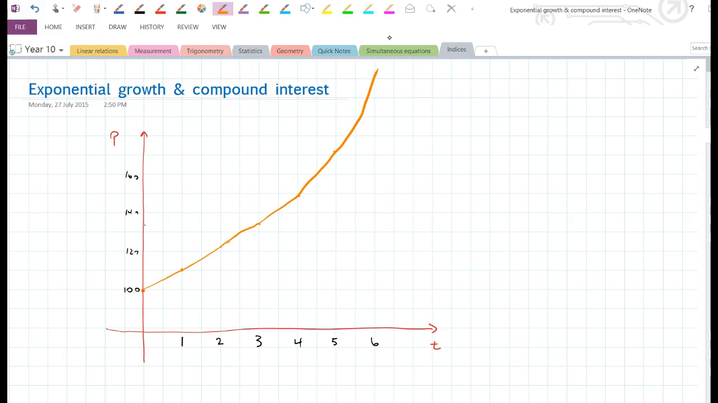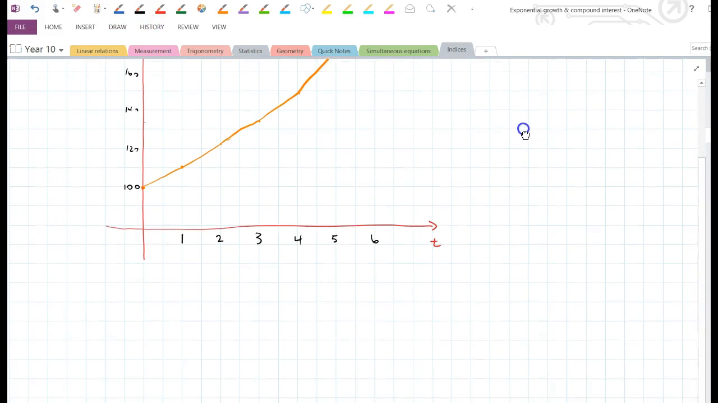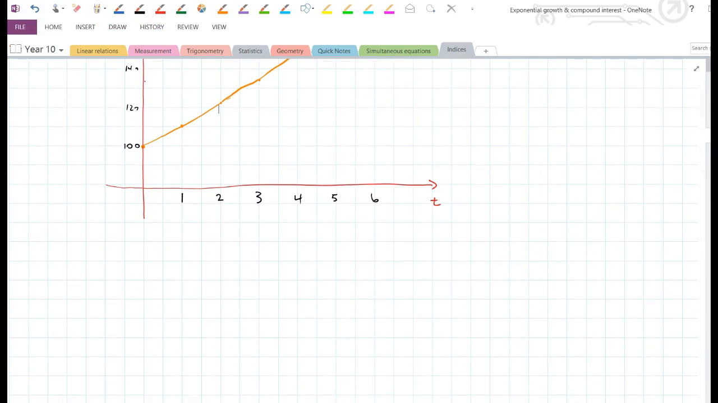and it's typical for studies of populations, and also for compound interest. Let's have a look at a compound interest model. So let's say that we invest $10,000. $10,000 is invested at, let's say, 8% per annum. Compound interest.